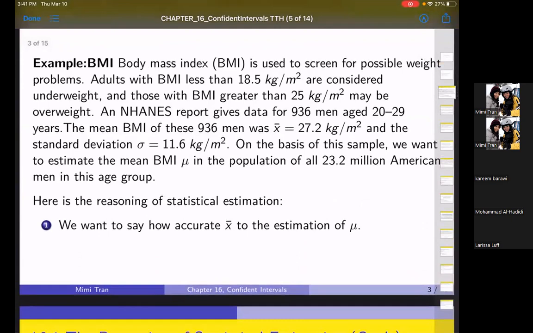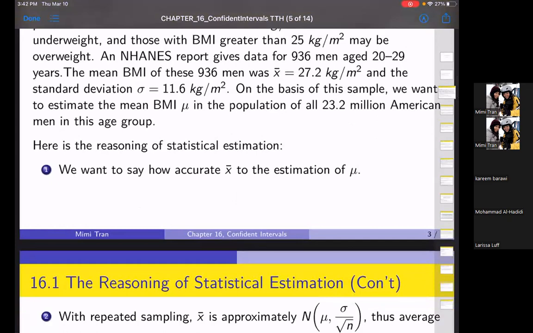The mean BMI of these 936 men was 27.2, and the sample standard deviation is 11.6. On the basis of this sample, we want to estimate the mean BMI mu in the population of all 23.2 million Americans, right? It doesn't make sense to ask about the BMI of all 23.2 million, right? Use the sample data. Okay, here's the reasoning of statistical estimation. We want to know how accurate x bar is to estimate mu.